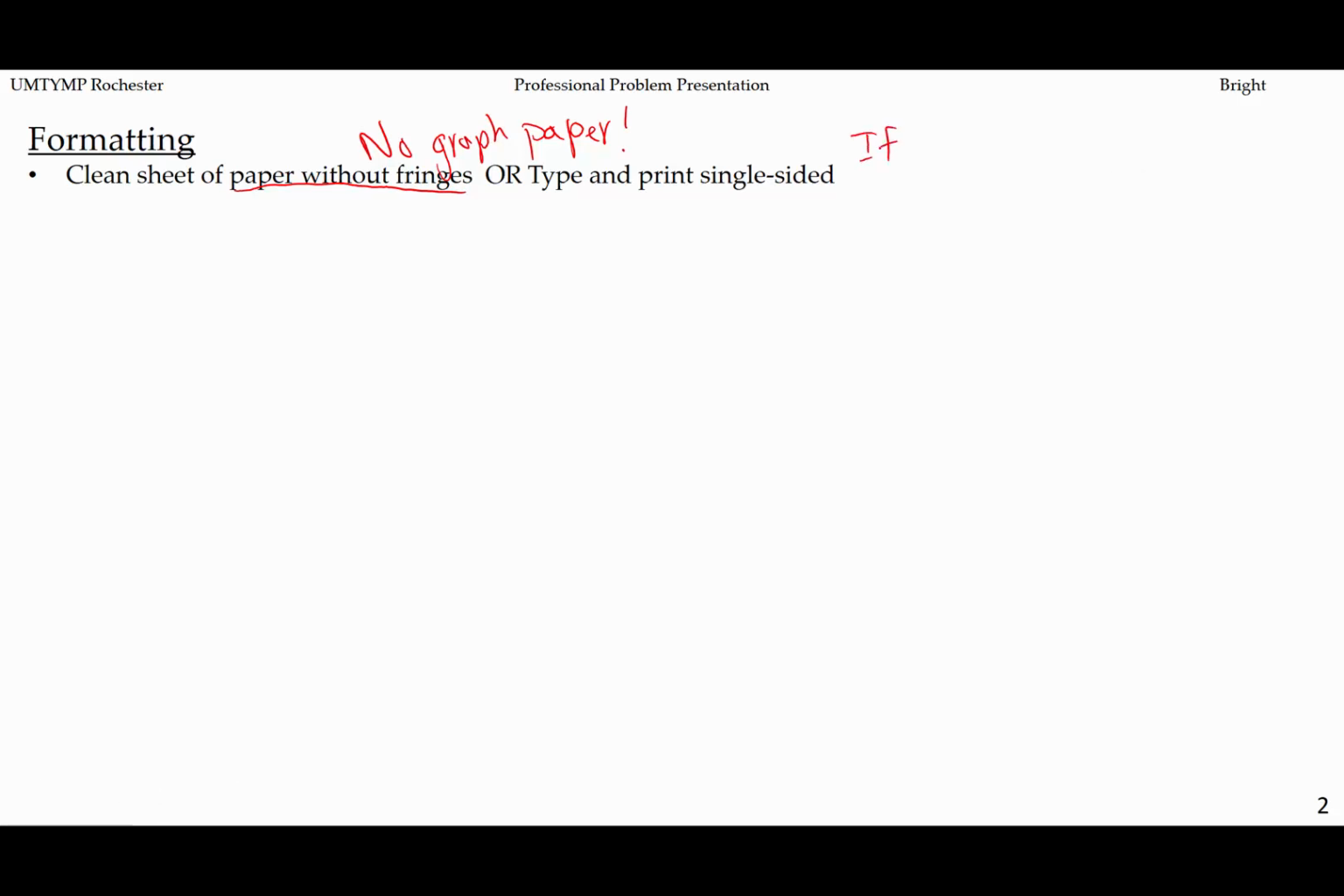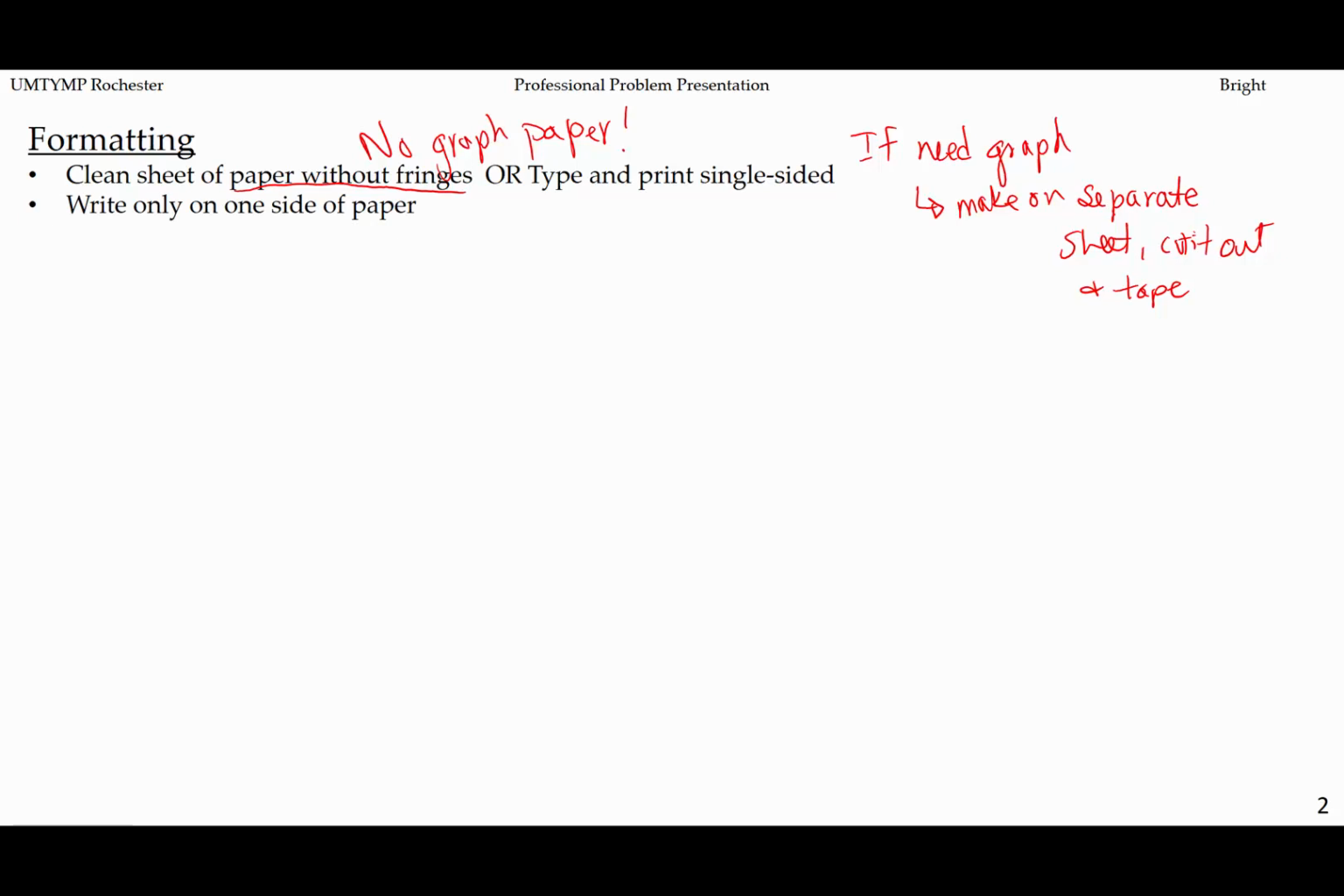If you need graphs, you can always include them, so you can make them on a separate sheet, cut it out, and tape it on. I prefer tape. If you want to glue it on, that's fine too.